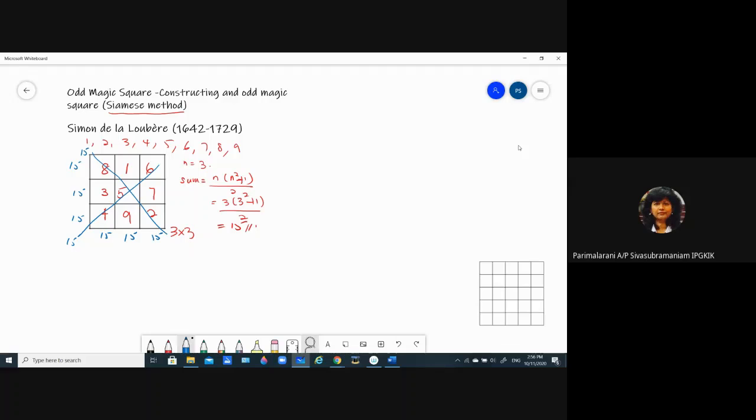Because the sum of each row, each column, and each diagonal is 15, therefore we have constructed this magic square using these 9 numbers given. Okay? Yes? So far, okay? Okay, let's look at another example. I'm going to show you how to do this again.